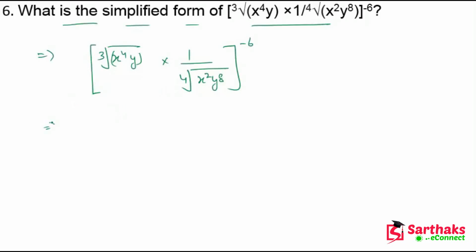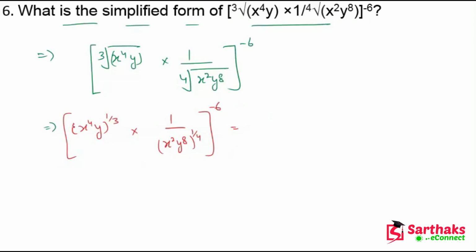Let's do that. Here you can observe this. We can write it as x raised to power 4 into y, whole raised to power 1 upon 3, into, we can write x square y raised to power 8, whole raised to power 1 upon 4, and it has whole raised to power minus 6. So first of all we have to simplify the internal form.